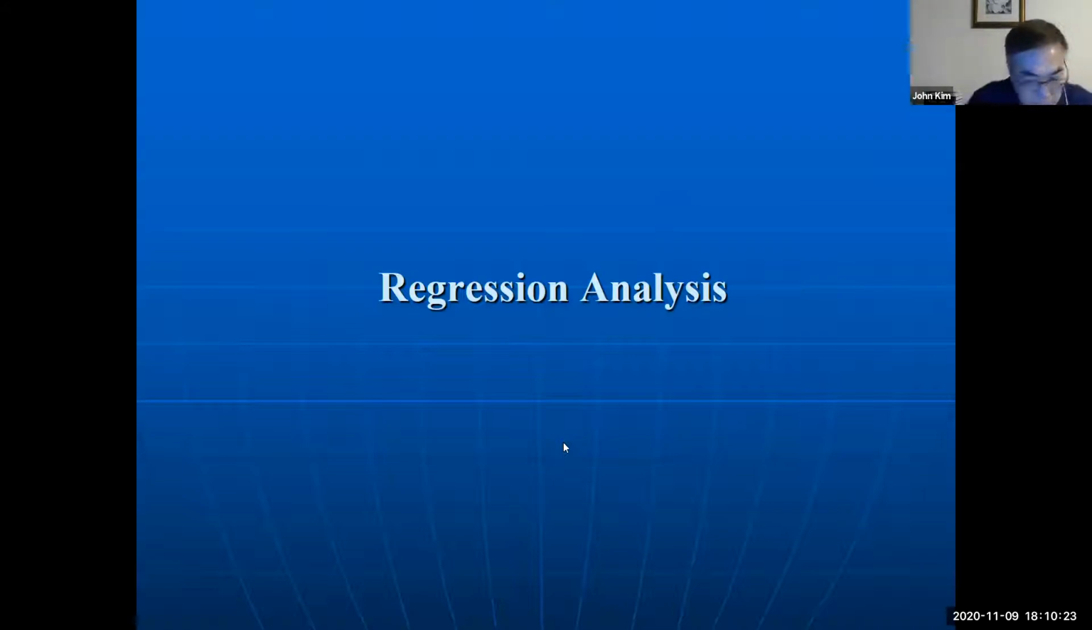Regression analysis. Last Wednesday, we covered some of the same part in operations management, forecasting. But this time, we may use regression analysis for forecasting, and we can also use regression analysis to analyze data.